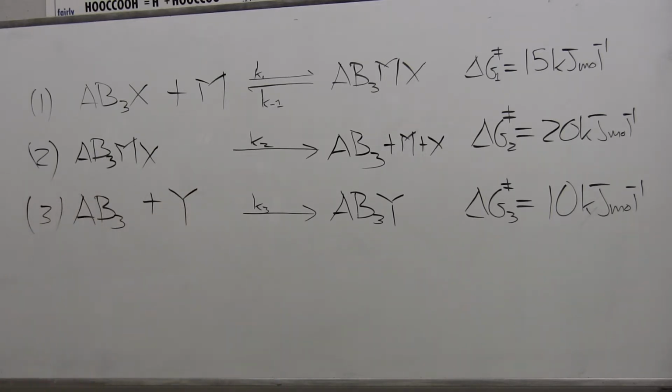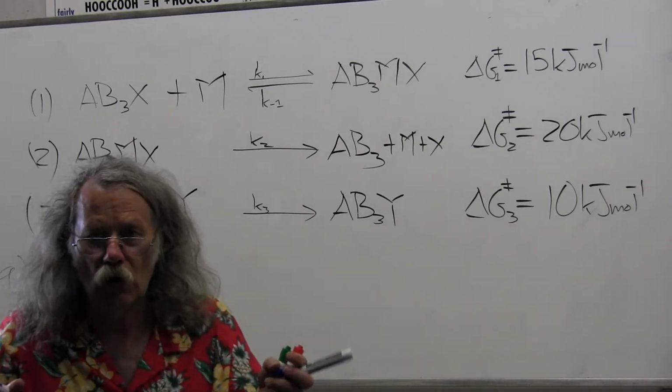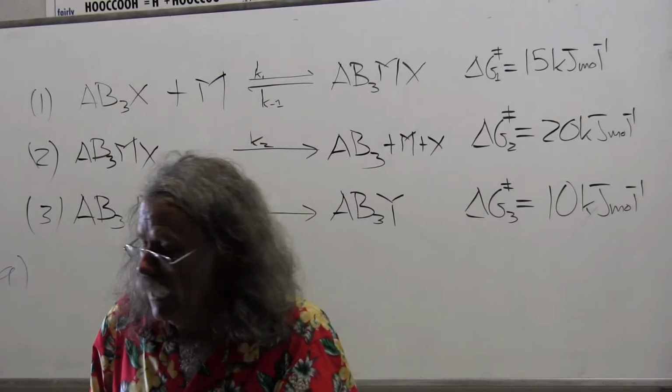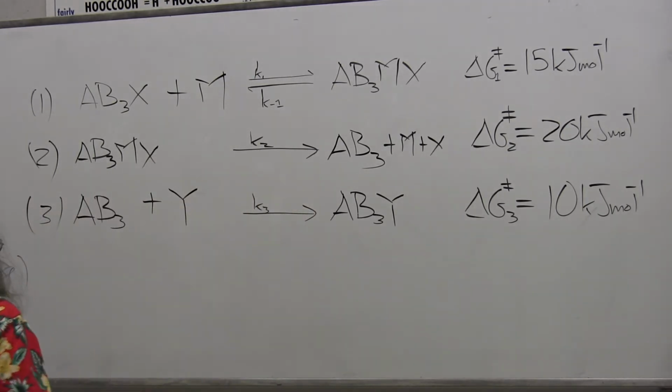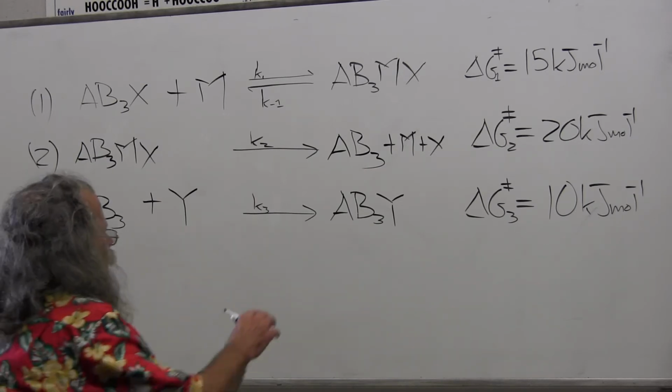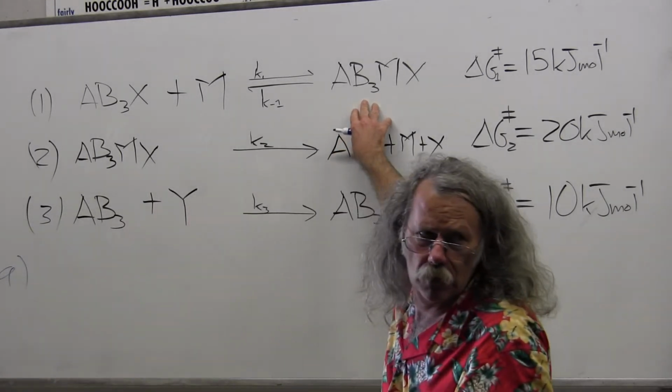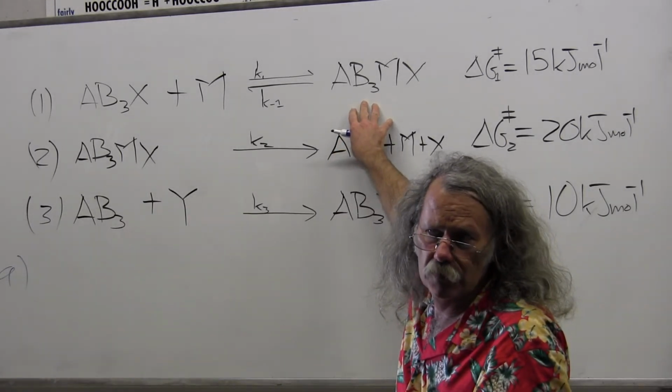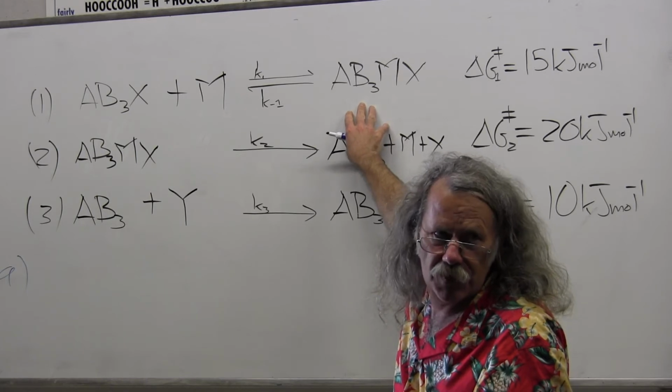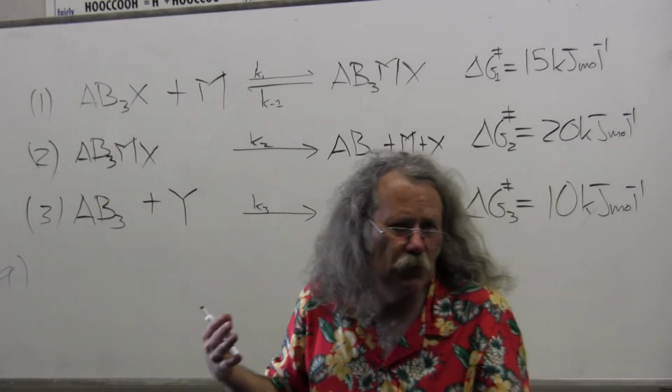So, now, the first question, A, I want to write the overall reaction. And let's talk about a few things right now. For example, what's this compound? What do we call that? Intermediate. That's an intermediate. What is the characteristic of an intermediate?